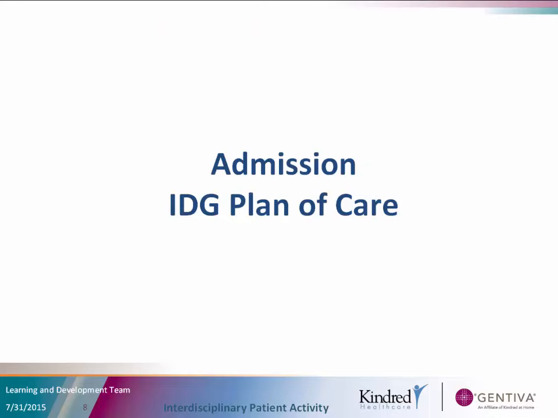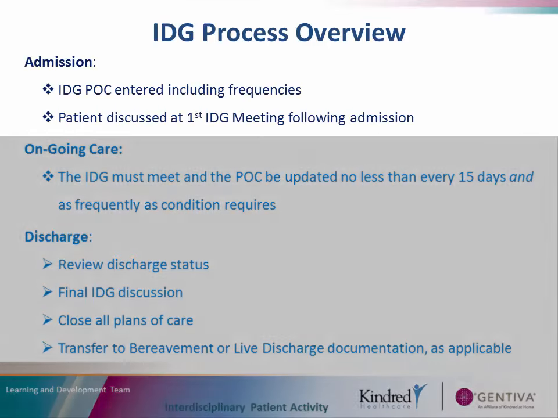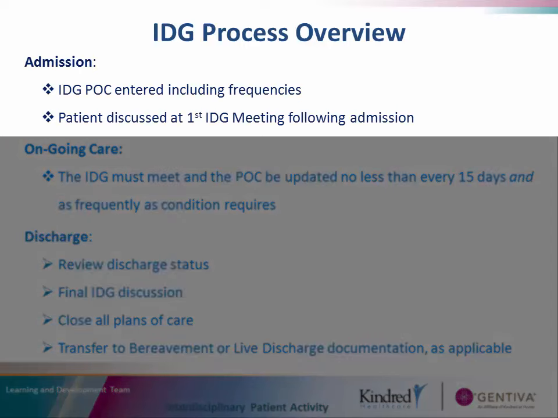First, we will go over the IDG Plan of Care. When the patient is admitted, information from the nursing, psychosocial, and spiritual care assessments flow to the interdisciplinary Plan of Care document. For the social worker and the spiritual care, the Plan of Care will be documented directly on the form. This form is the Plan of Care used from admission until the first IDG meeting.